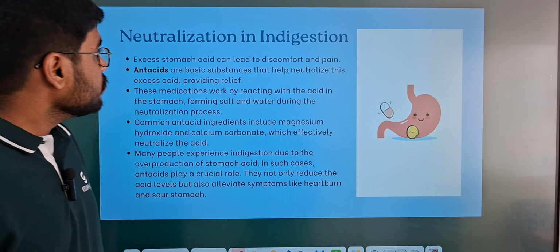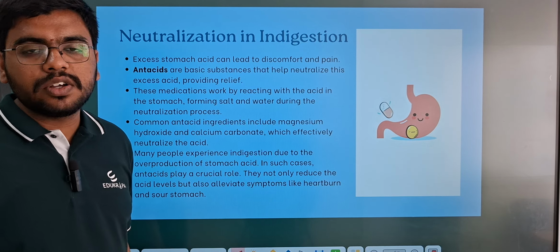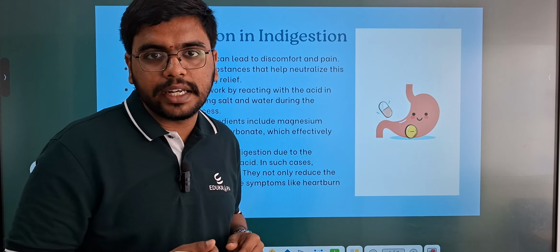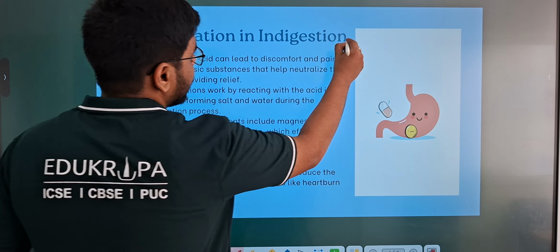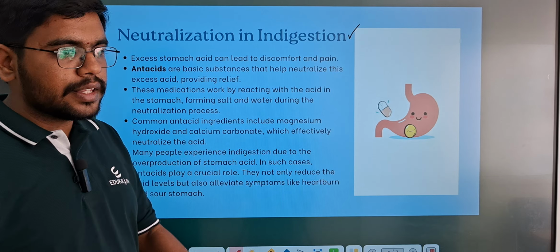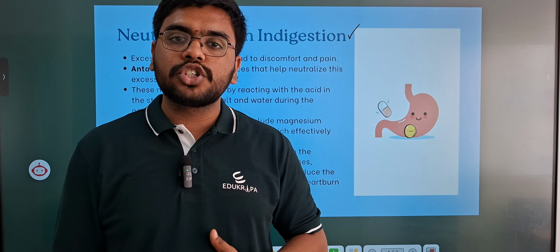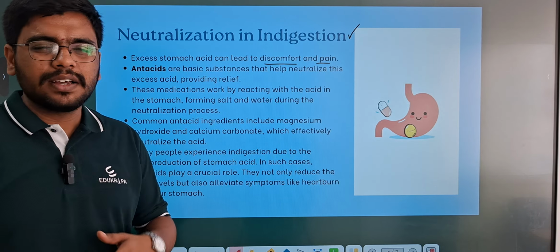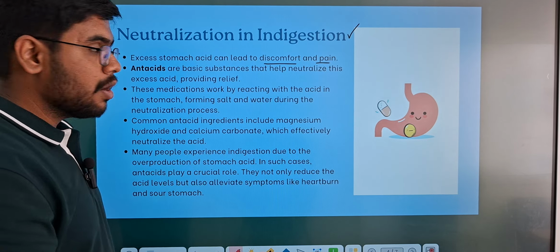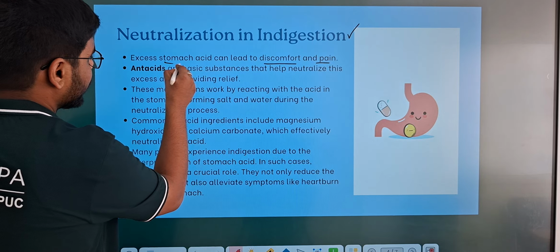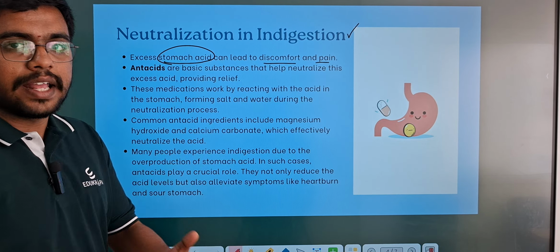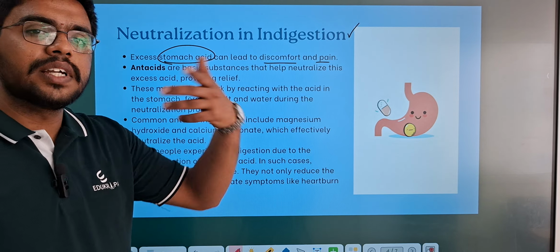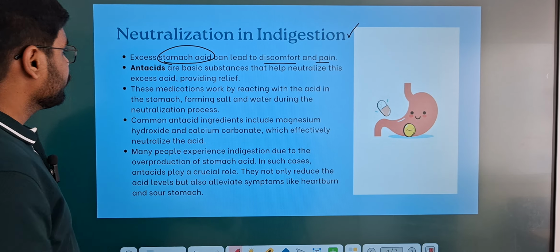Next, we'll go ahead with applications of this neutralization. How does this neutralization process help us in our daily life? First is indigestion. Indigestion is anything that causes discomfort to your stomach. It may be either stomach pain, gastric, anything. What is gastric now? Gastric is when excess stomach acid, which is again HCl, is produced in our stomach. This causes gastric, which in turn causes discomfort and pain.